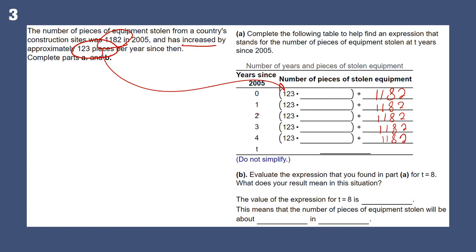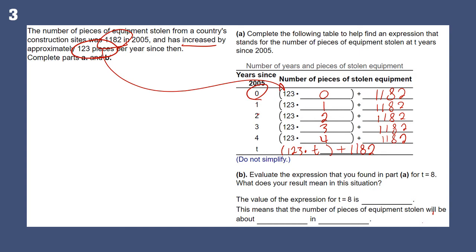However, they've already used the 123, so the question becomes what goes in this blank? In this blank, we actually are just going to use the number they give us in the table: 0, 1, 2, 3, 4. Now, the bottom blank, it will get bigger if we're typing it in, but what we need to put in here is all of the pieces from above. So parentheses, 123 times t, close parentheses, plus 1182.